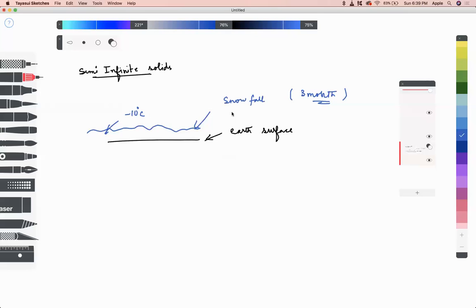So what will happen is that the Earth, the soil, will start to lose heat to the snow over the period of 3 months. And the temperature of the depth of the soil, the temperature of the soil will start to drop. Okay.